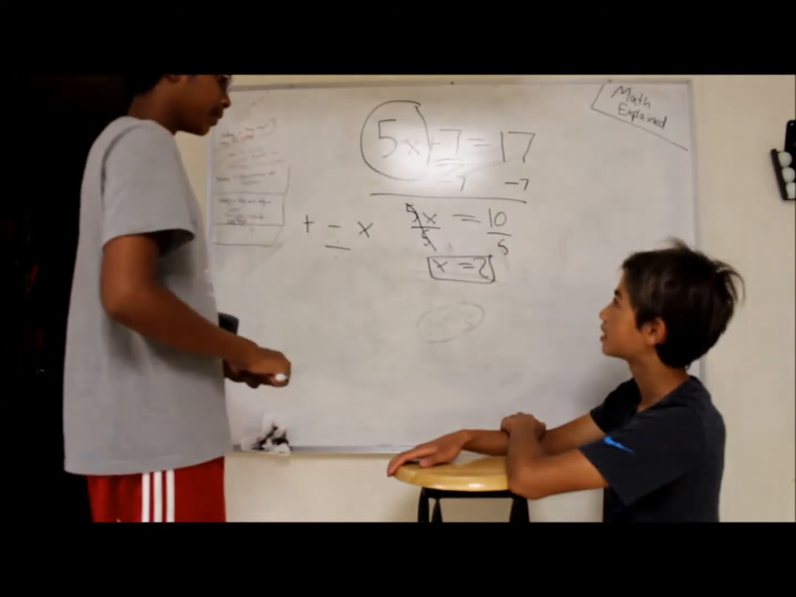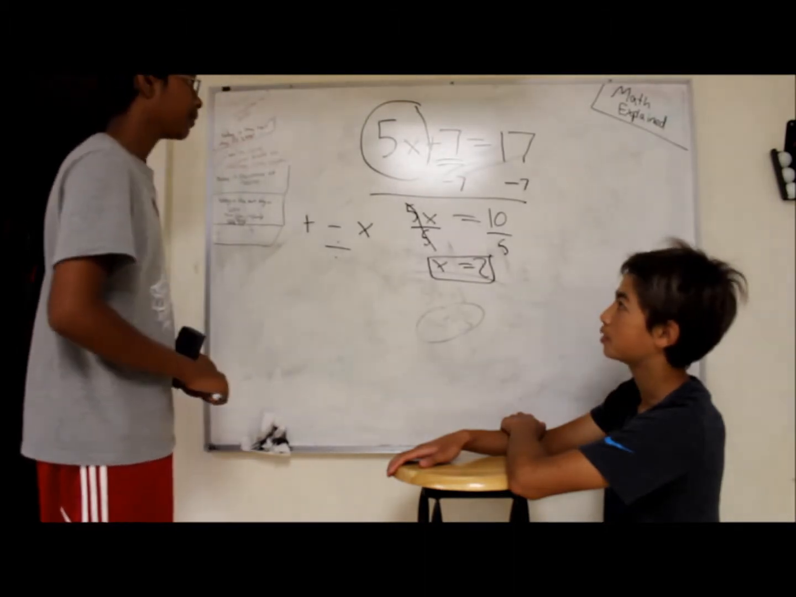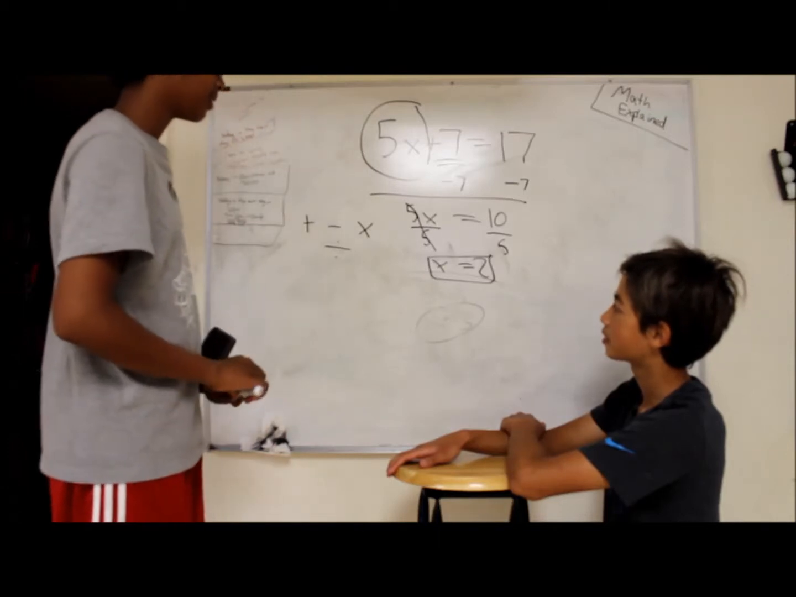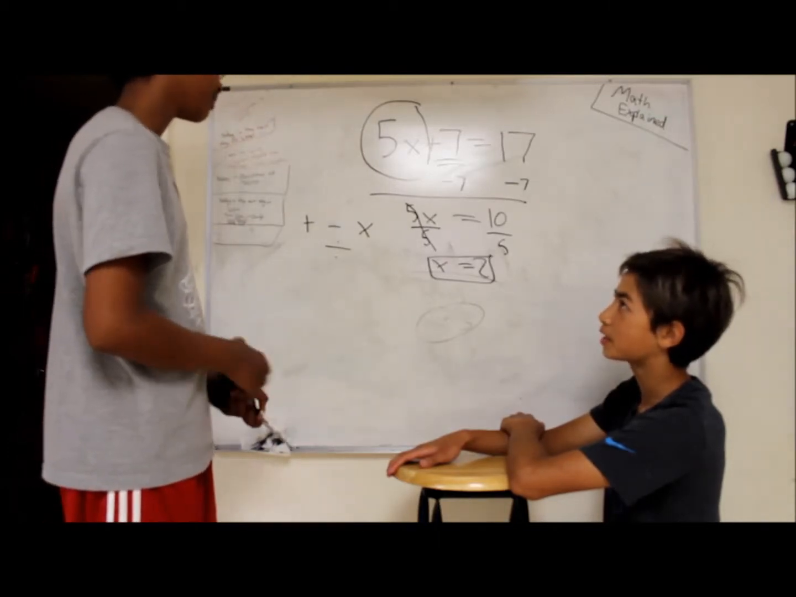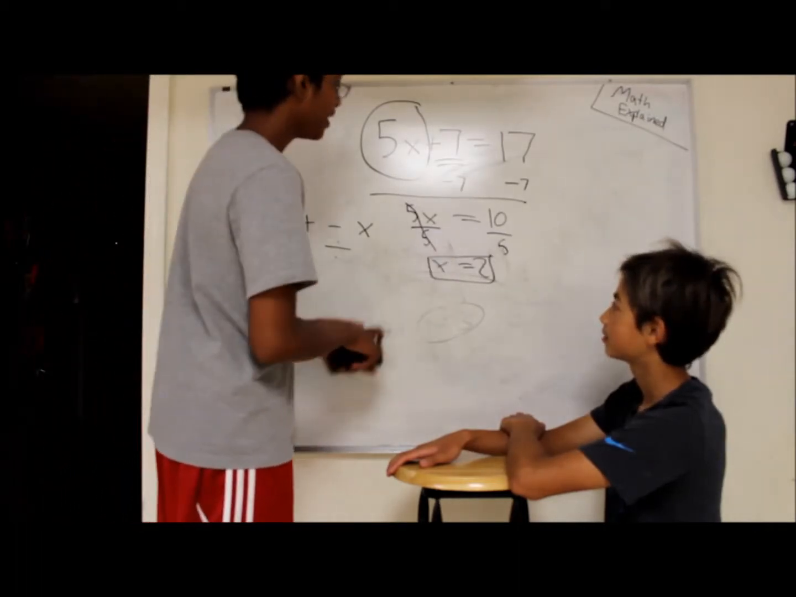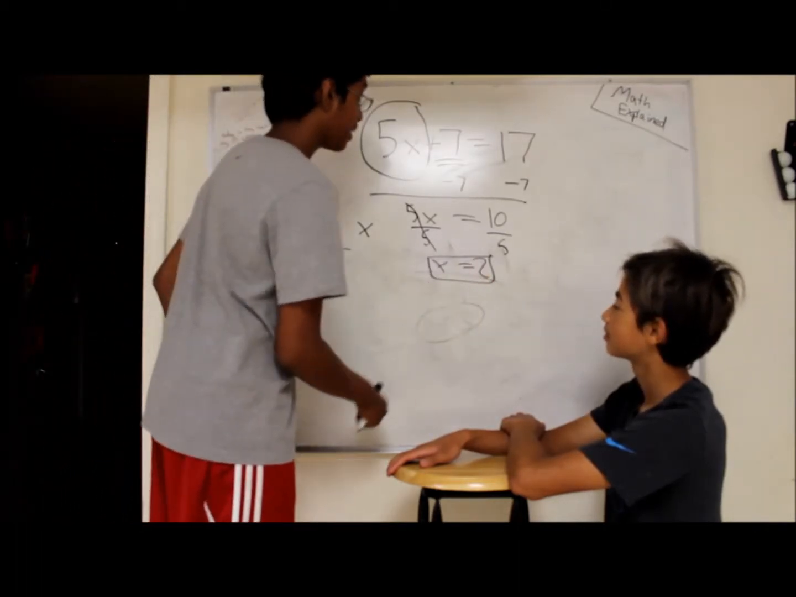Okay, so now let's see if it works. 5 times 2 is 10. 10 plus 7 is 17. It works. But aren't there more answers though? Like there are other numbers that could work too, right? Oh, we just showed that this is the only thing that works.